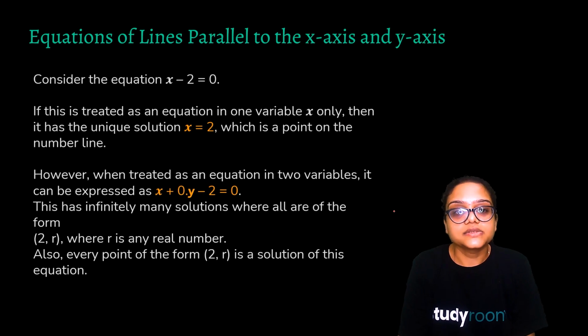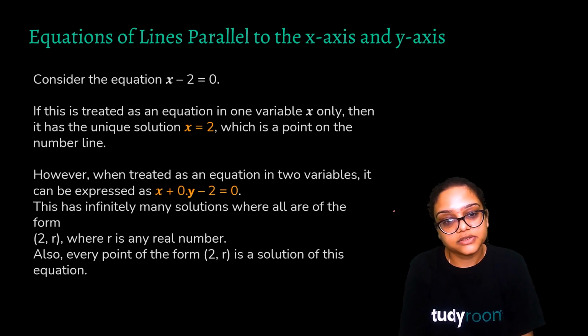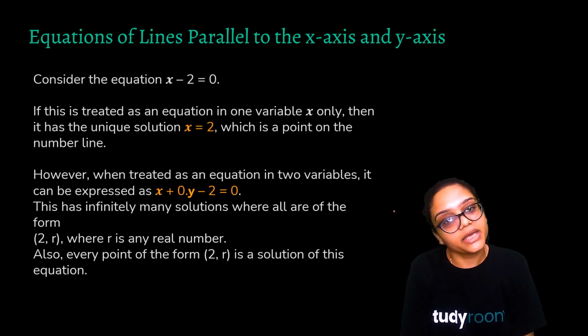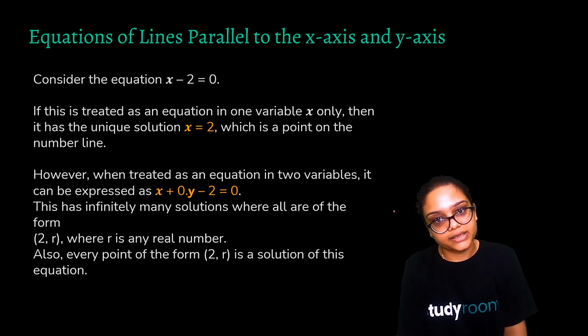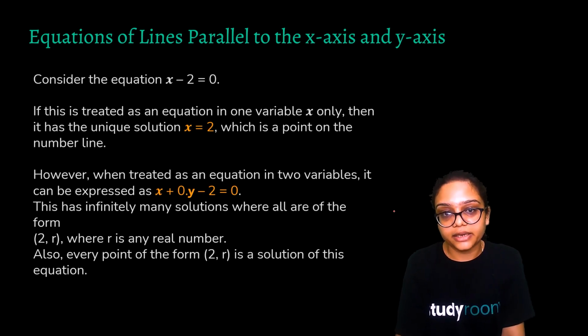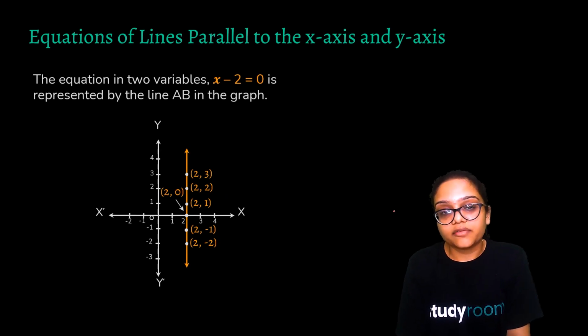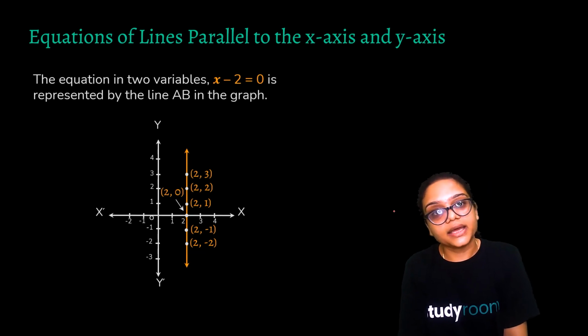So consider a line x minus 2 equals 0. It's an equation of a line which is treated as when x equals 2, y can be anything. So it's parallel to the y-axis. It can be 2 comma r, and r can be anything. Because y is not given in the equation, we can take any possible value of y.